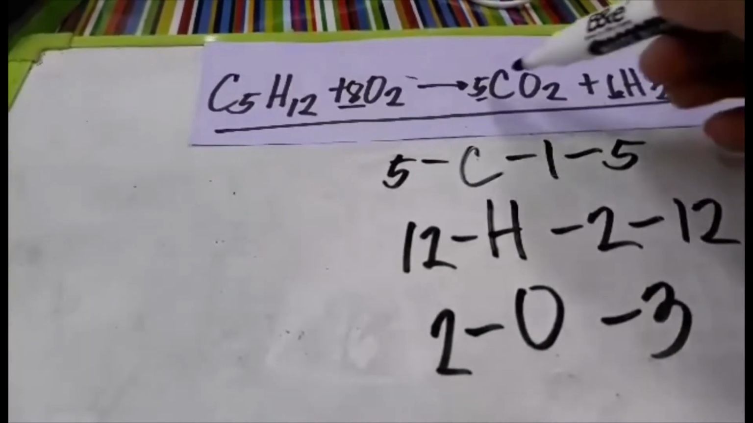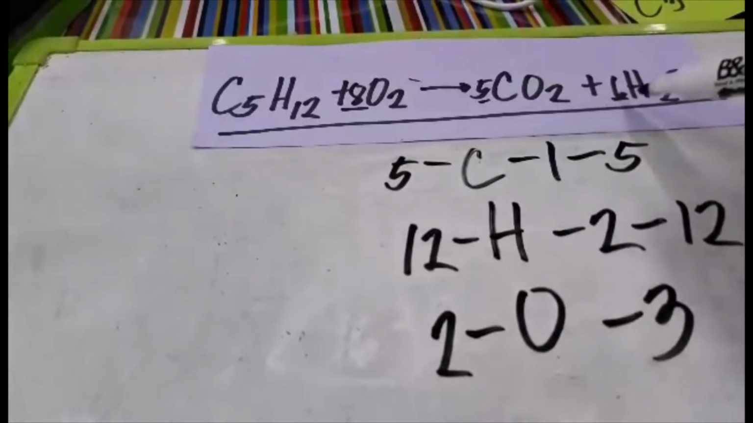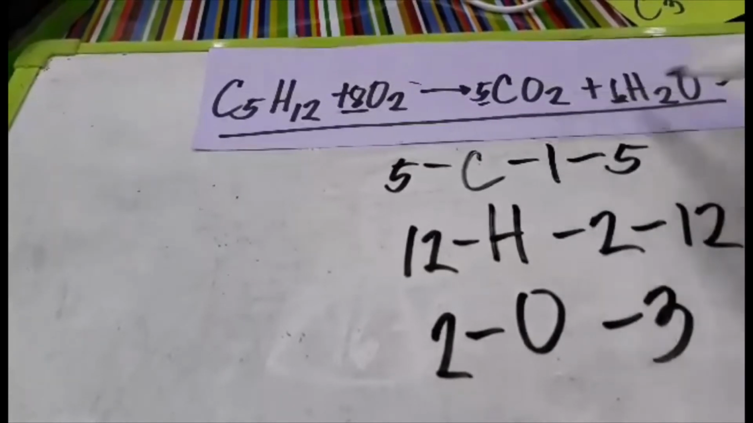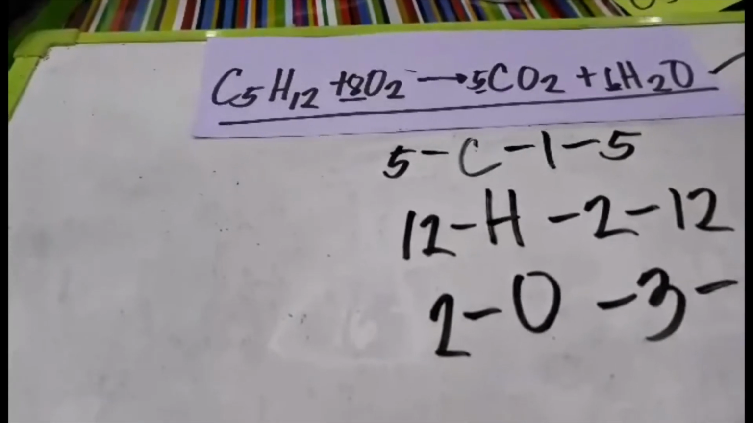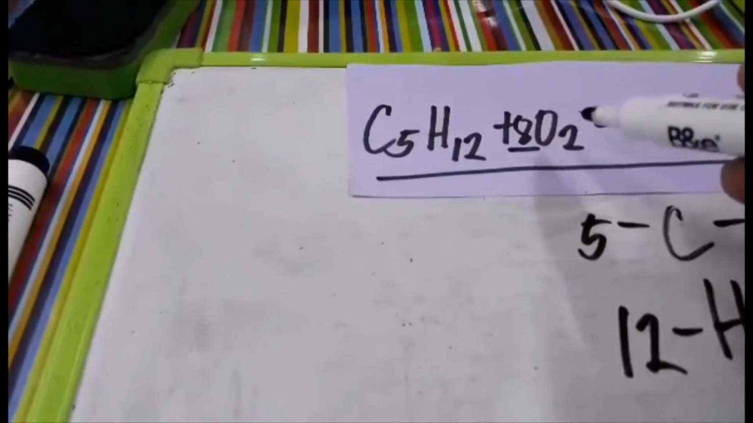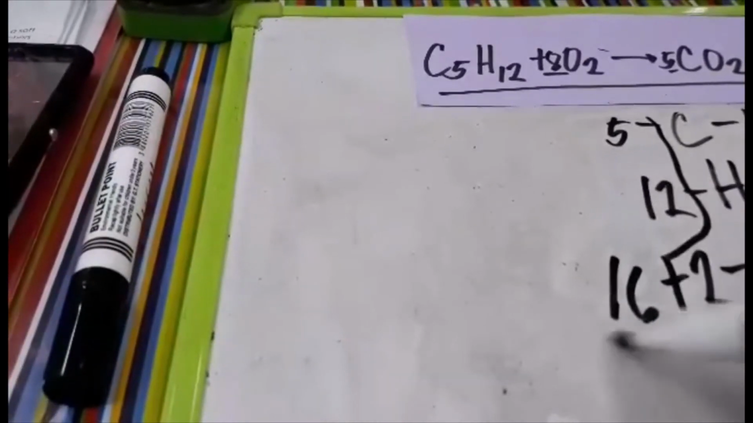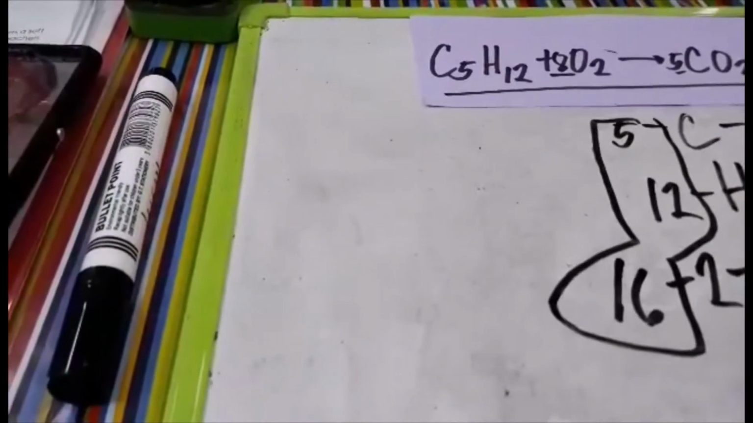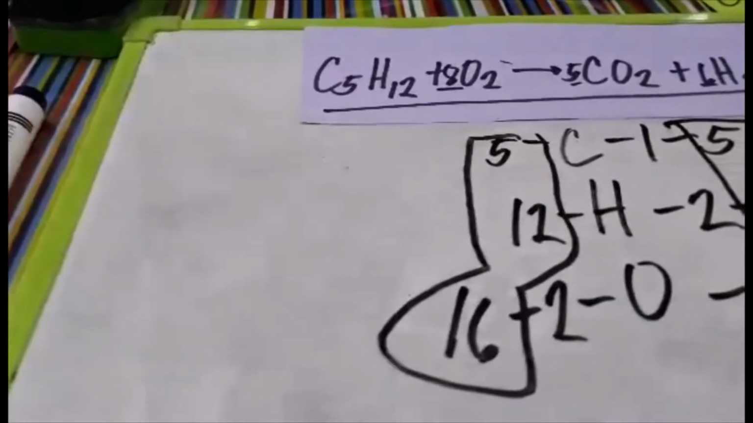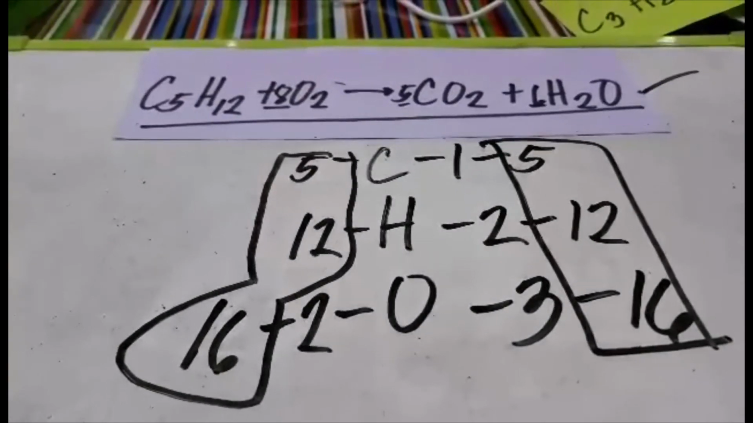Okay? For the oxygen, 5 times 2, okay, 10. Then 6 times 1, 6. 6 plus 10, that is 16. So I used 8 as the coefficient number for the oxygen in the reactant. So 8 times 2, so we have 16. So we have already our balance equation. Okay? Our balance equation for this problem.